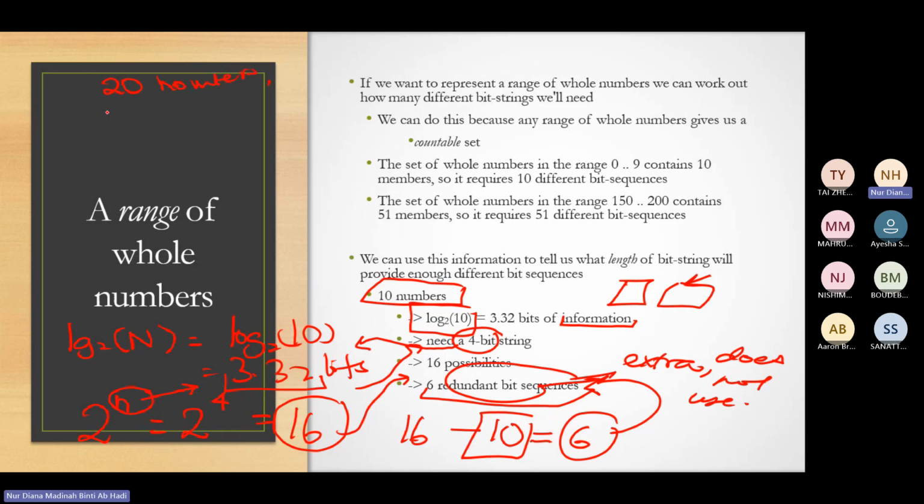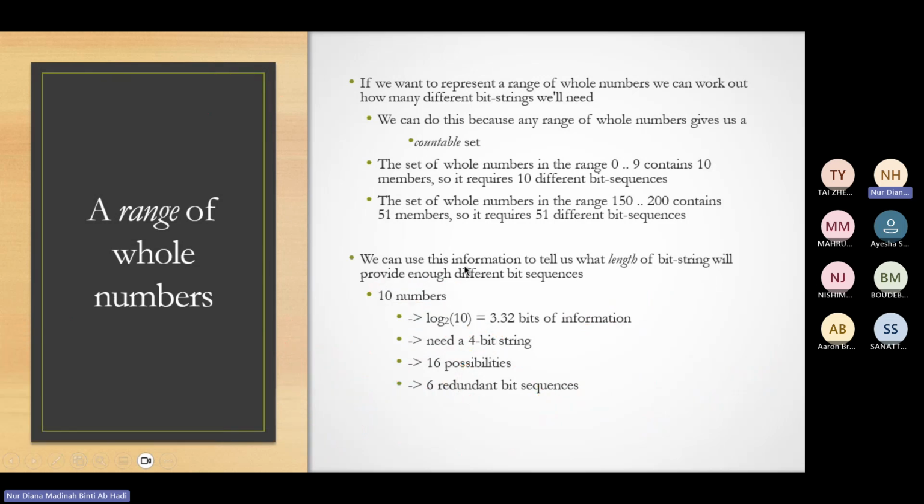Tell me how many bits, how many bit strings, what would be the possibility, and is there any redundant bit sequence? Okay, so do it now. It is an easy question. The question only requires you to find, for the 20 numbers, each of the requirements: the bit information, the bit string, the possibility, and the redundant bit. So do it now.